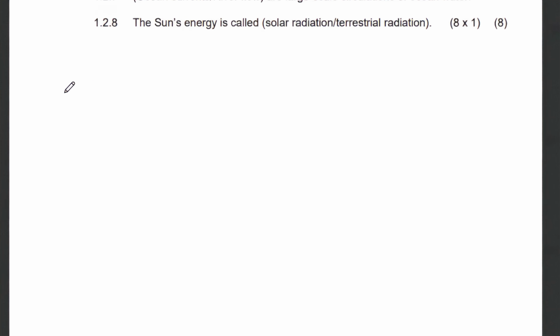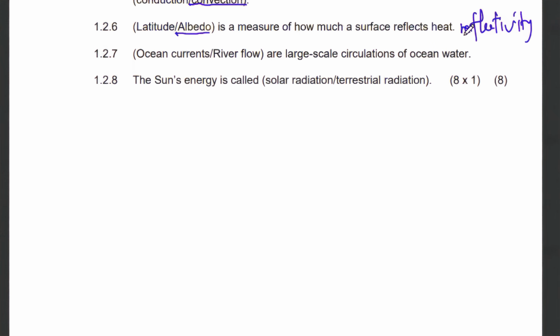Right, then we move on to number 1.2.7. It is saying ocean currents or river flow are large-scale circulations of ocean water. Ocean water is ocean currents. Remember, we have the two main oceans which are responsible on the east and on the west. Right. Let's move on to the next question.